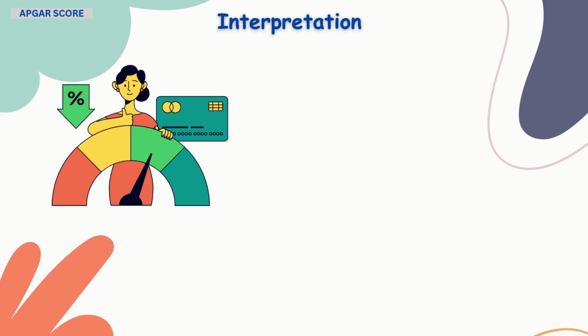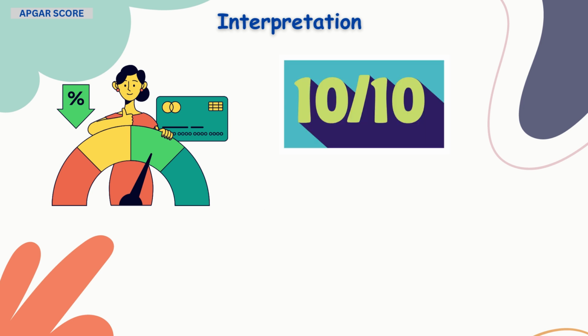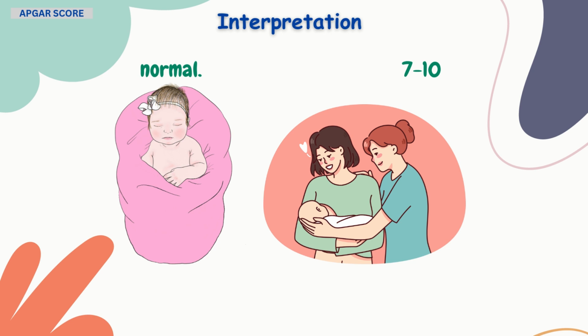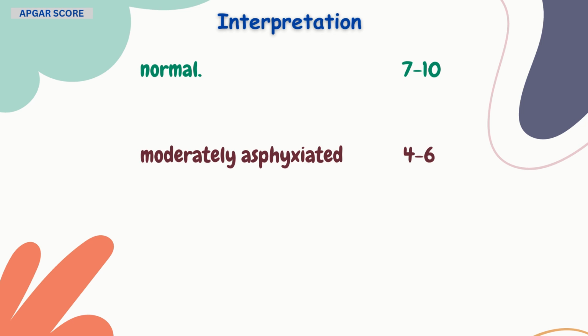The maximum score obtained is 10 and the minimum score is 0. A score of more than 7 is considered satisfactory and indicates adjustment to the extrauterine environment. A score between 4 to 6 indicates moderate distress, and a score of 0 to 3 represents severe distress.